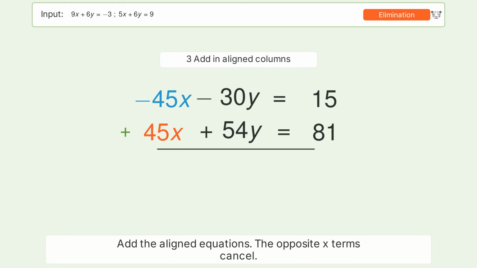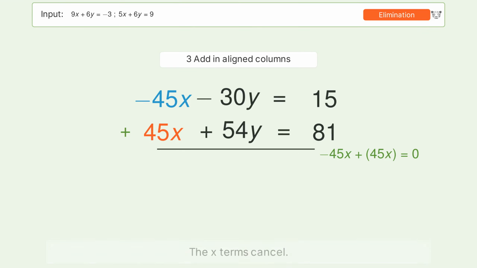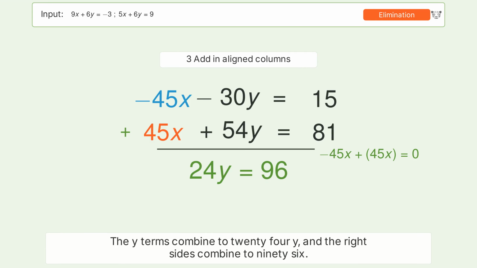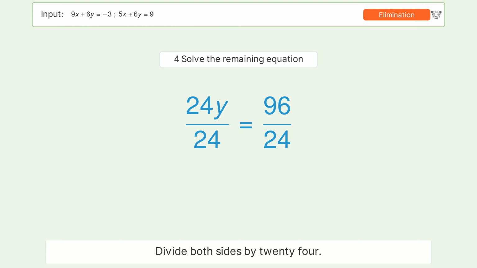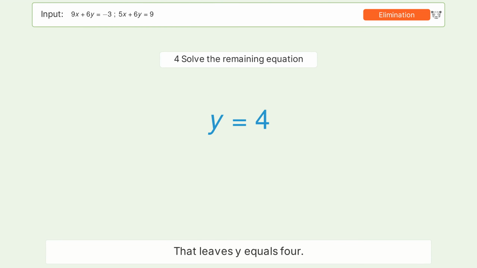Add the aligned equations. The opposite x terms cancel. The x terms cancel. The y terms combine to 24y, and the right sides combine to 96. Divide both sides by 24. That leaves y equals 4.